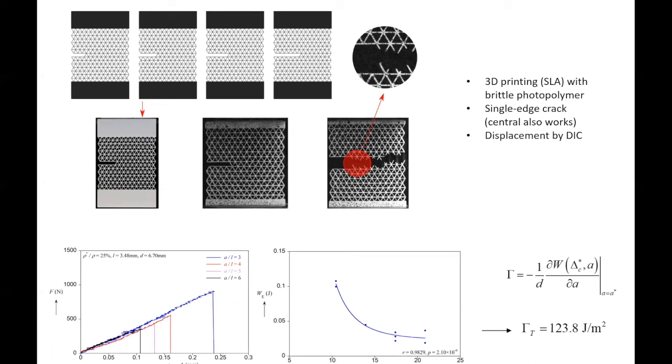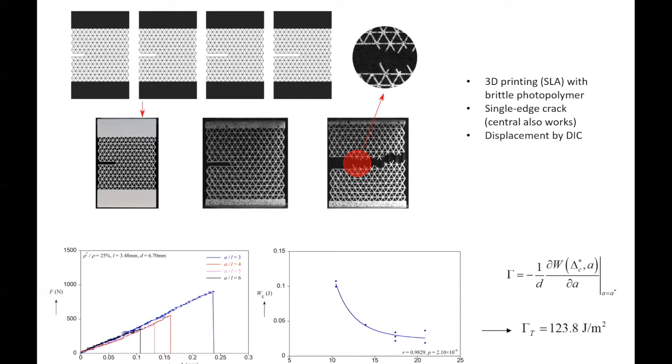You extract the work at the critical load, and then you feed those and get the derivative in the end, and you find some value of fracture energy. And we found almost 124 joules per meter squared. So we're happy with that, but again, not sure how it compares with other things. We'll come back to that.